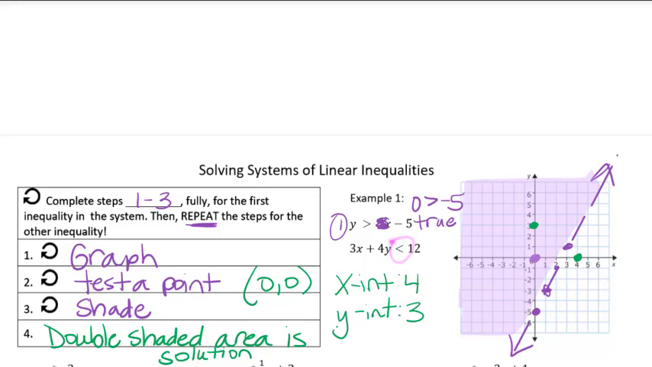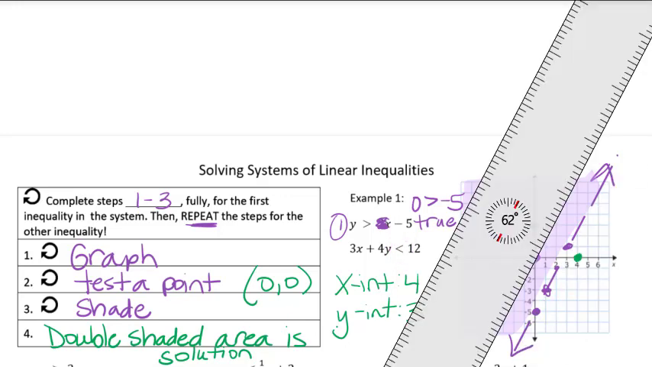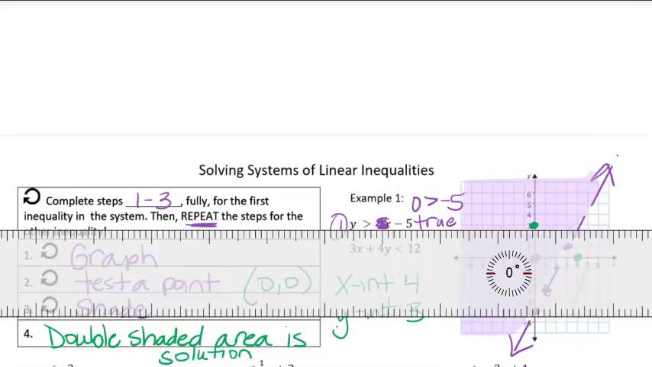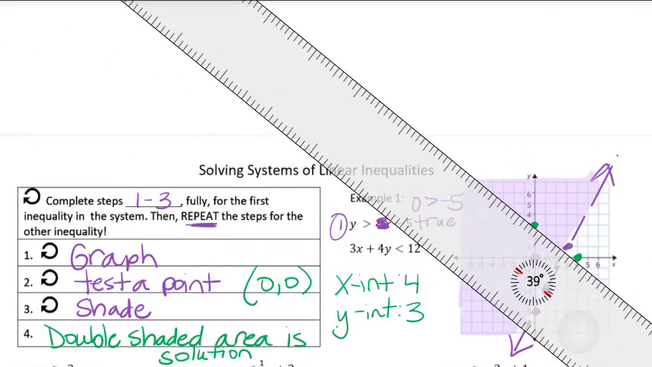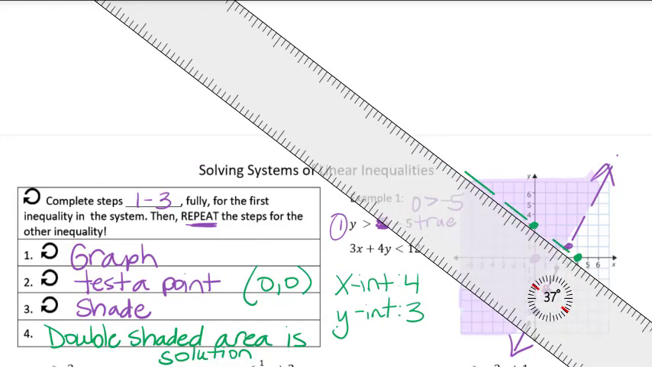And this one, the inequality is less than. It does not have the equal to, so again, this is going to be dashed. Go ahead and connect it with a dashed line.